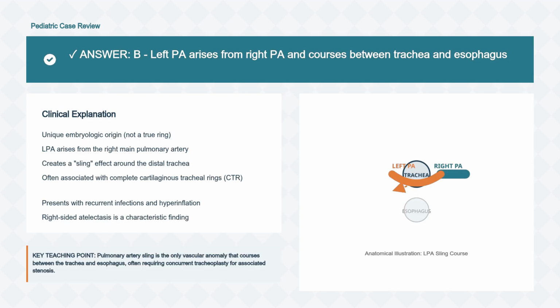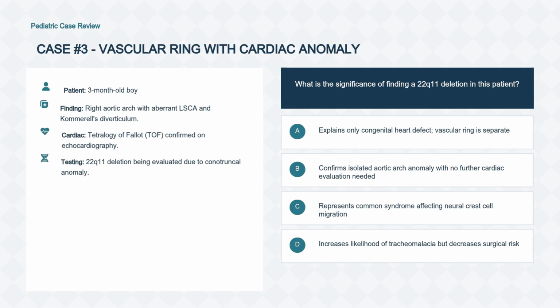Left pulmonary artery arises from right pulmonary artery and courses between trachea and esophagus. A pulmonary artery sling has a unique embryologic origin. It creates a sling effect around the distal trachea and is uniquely associated with complete cartilaginous tracheal rings, often requiring simultaneous tracheoplasty.